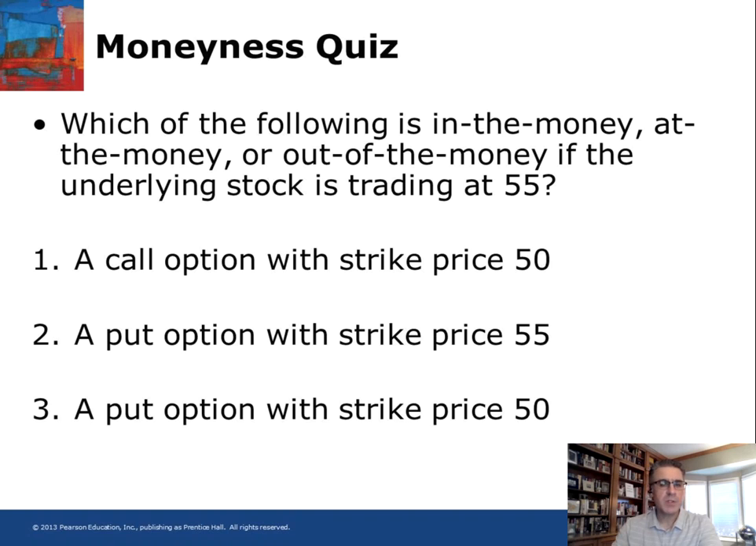Second, we have a put option with a strike price of 55. This one's the easiest. For any option, if the underlying asset price equals the strike price, it's at the money, and there's no advantage or disadvantage to exercising.